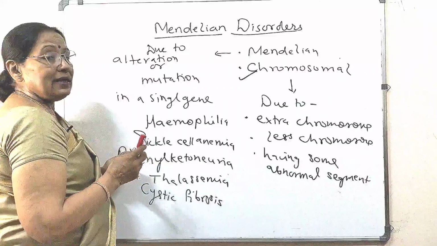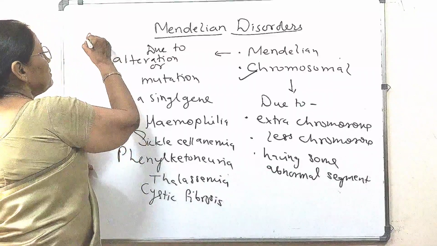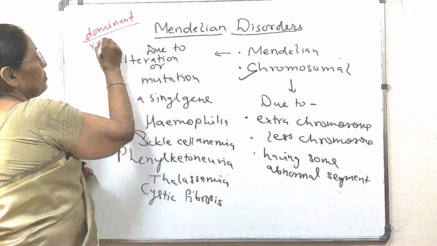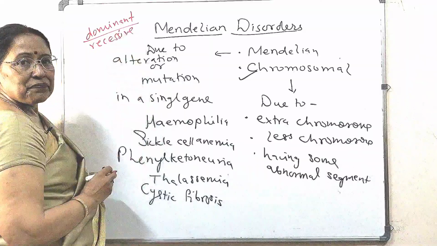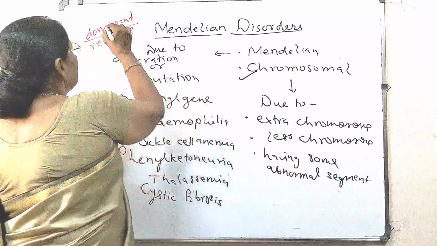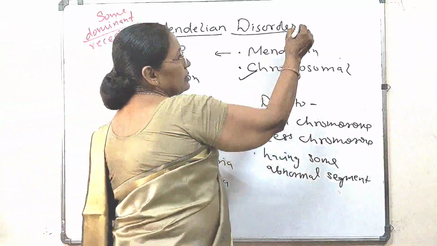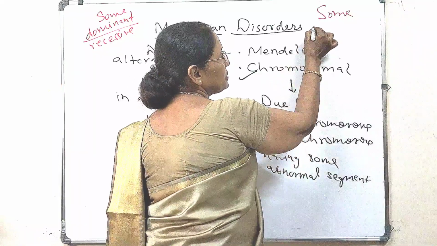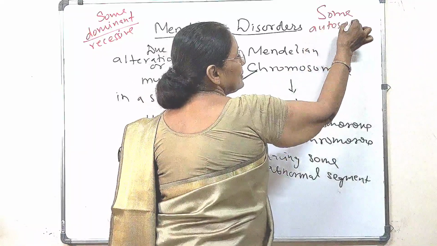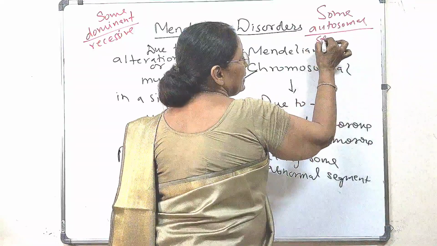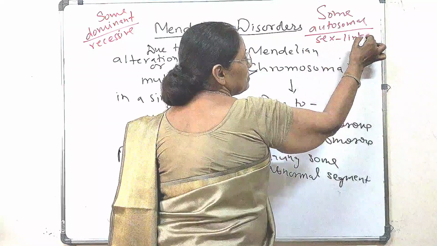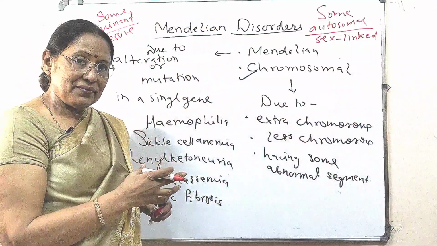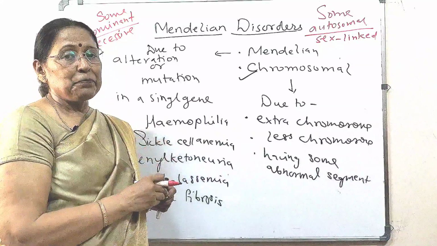Some of the Mendelian disorders may be dominant and some may be recessive. At the same time, some are autosomal, which means they are situated on the autosomes, and some are sex linked, present on the sex chromosome. So let us start first with Haemophilia, which is a recessive X-linked, sex-linked disease.